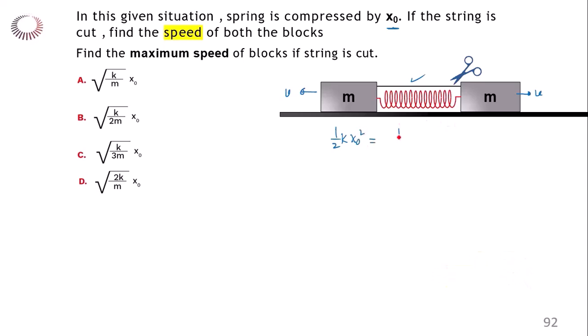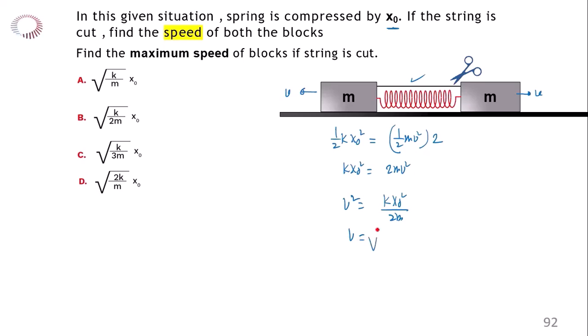So what is the kinetic energy? One is half m v square, another is half m v square. So half m v square multiplied by 2. So what I am getting, k x naught square equals 2 m into v square, or v square should be equal to k x naught square by 2m.